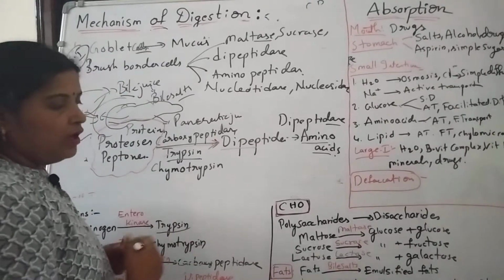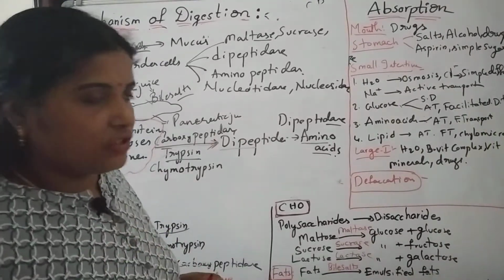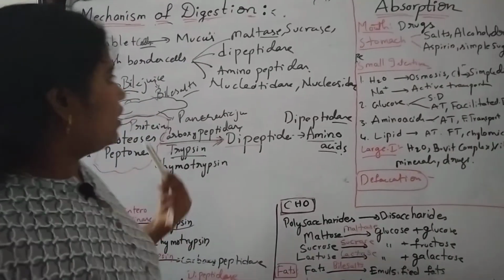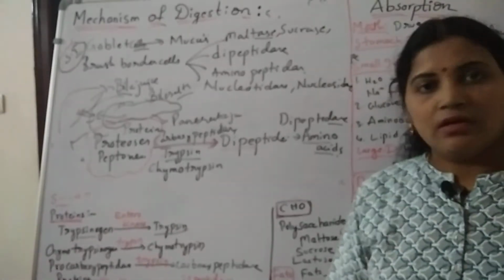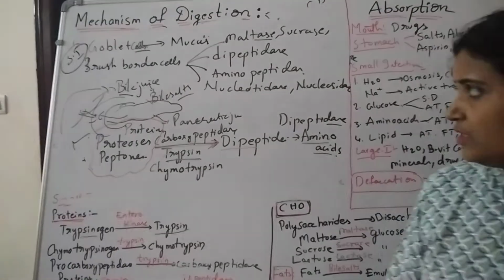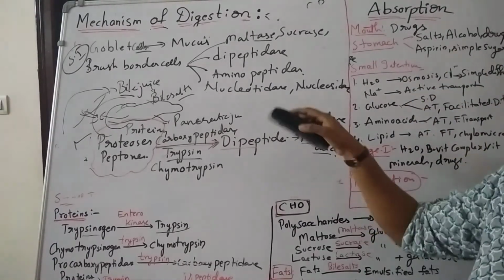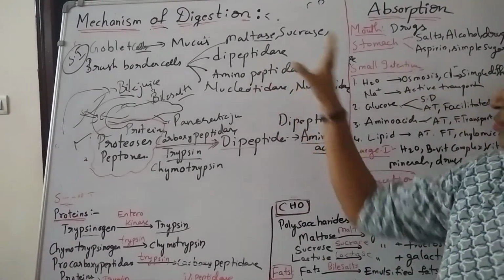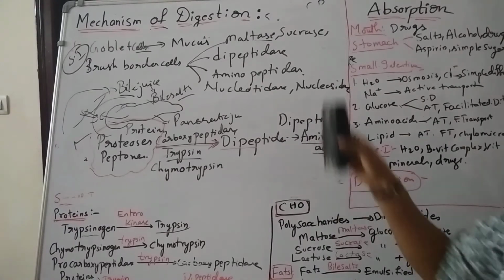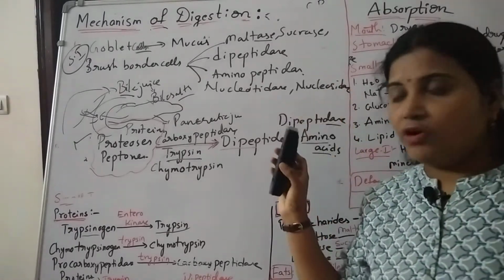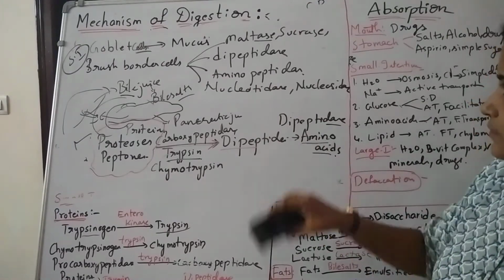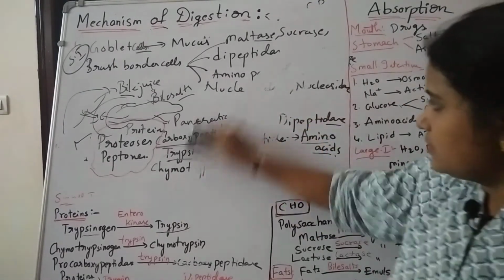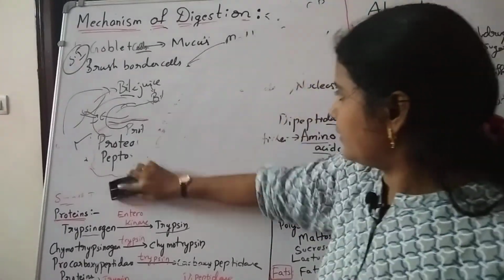Next, carbohydrate digestion. All of you take the screenshot here. Carbohydrate digestion is very simple. Already I told that maltase, sucrase and lactase are responsible for carbohydrate digestion. Now we will see the end products of the sugars. I am rubbing this.